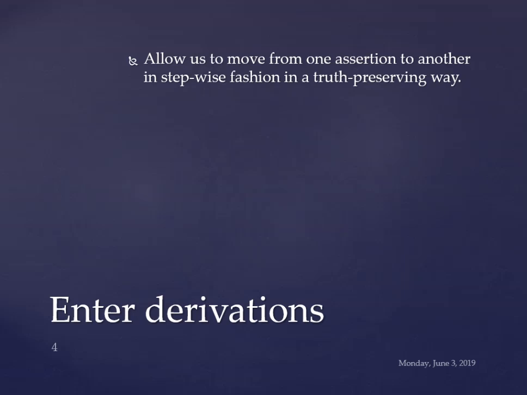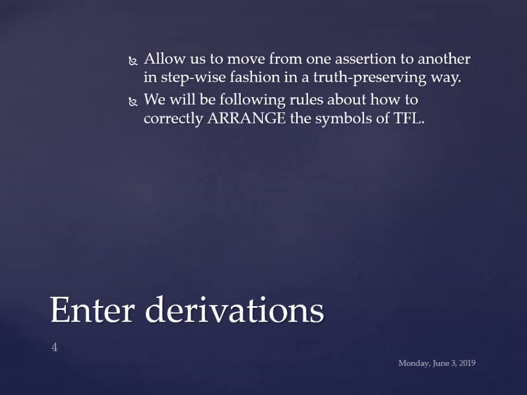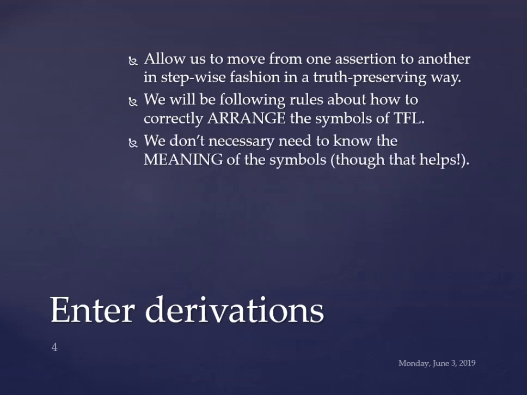Now, the way we're going to do this is that we are going to follow rules about how to correctly arrange the symbols of TFL. So what's interesting about derivations is that you actually don't really need to know the meaning of the symbols. Now, it's a lot easier to do these things when you do know the meaning, but you don't have to. You could actually program a machine to follow certain rules to manipulate the symbols of TFL in a logically valid way.